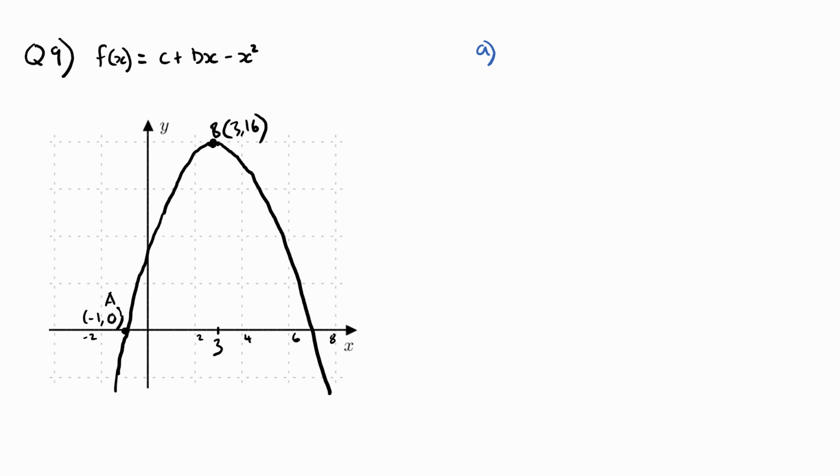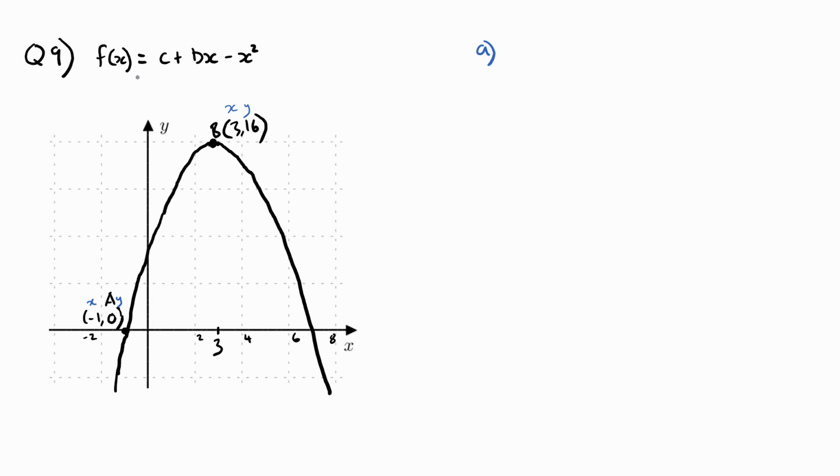Question 9, part A, asks to write down the equation of the axis of symmetry for the graph shown. Now, my graph looks a little bit different to the one on your exam paper, but it has all the same key features. So the turning point here, B, is at coordinate (3, 16). This is the x value, this is the y value, and we know it also passes through point A, which is -1 on the x and 0 on the y.